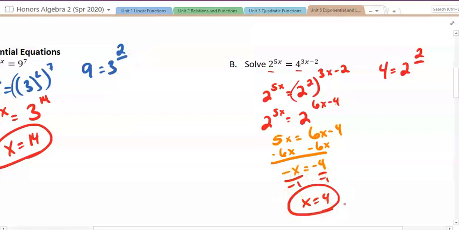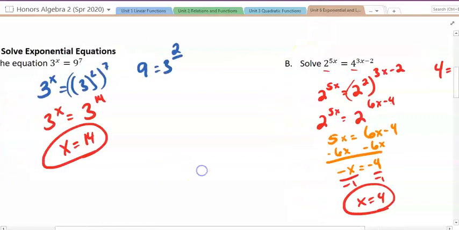Now, we could verify this answer here. So plugging in the 4, we're going to get 5 times 4 is 20. So this is 2 to the 20th. And if I come over here, 3 times 4 is 12. Minus 2 gives me 10. That's 4 to the 10th, which would be 2 squared to the 10th, so 2 to the 20th. Okay? And so it does verify out. And we can check our answer over on the left-hand side too from problem 1a.